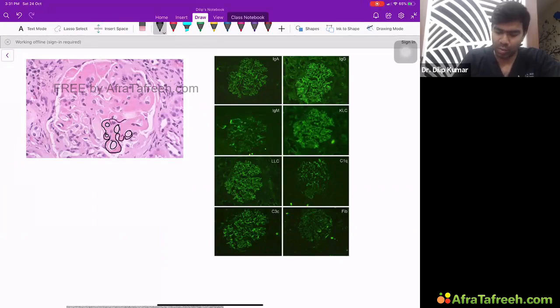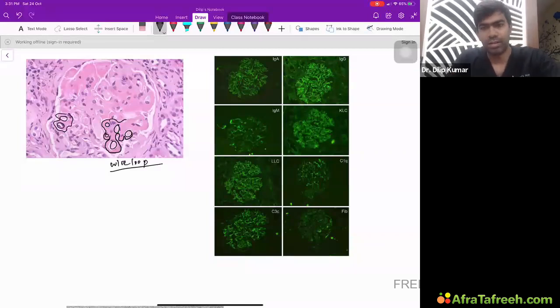These are the typical wire loop lesions that you generally see in patients with SLE, even though not specific. You can see once again capillary loops. These are the capillaries, and around the capillaries you see this kind of immune complex deposition. So this forms a typical wire loop kind of lesion. So remember, the more the immune complex deposition, the more the number of cells, the more the hypercellularity, the more the proliferation. So more immune complex always means more damage.